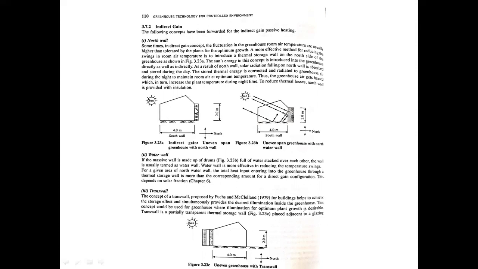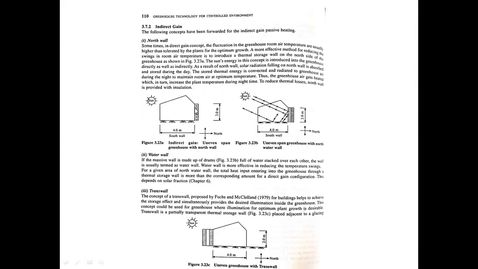If the massive wall is made up of drums full of water stacked over each other, the wall is usually termed as water wall. Water wall is more effective in reducing the temperature swings for a given area of north water wall. The total heat input entering into the greenhouse through a thermal storage wall is more than the corresponding amount for direct gain configuration. This depends on solar fraction.